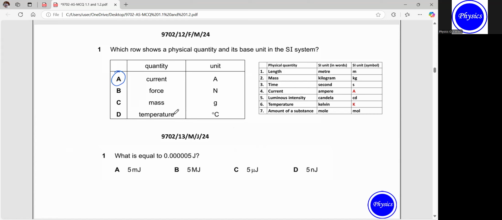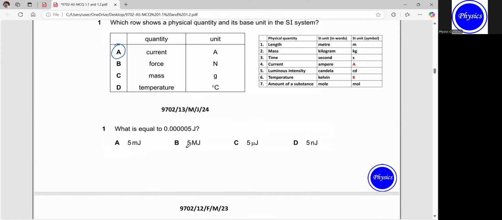The next one. How many zeros? So let us shift this decimal point. 1, 2, 3, 4, 5, 6, which can be written as 5.0 times 10 to the power of minus 6 joules. 10 to the power of minus 6 is nothing but micro. So it is mu.